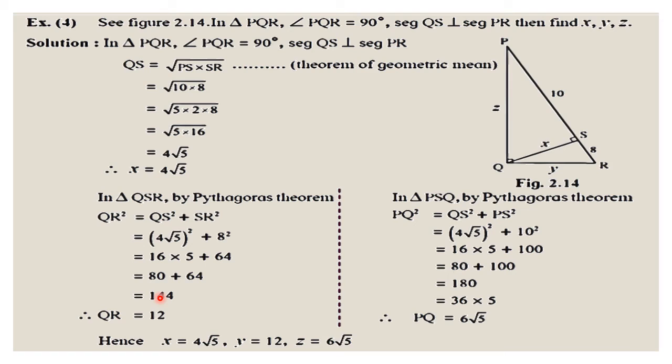Once you get that, consider the other triangle, that is the upper triangle PSQ. There also PSQ is 90 degree angle. So PQ is the hypotenuse. Hence by Pythagoras theorem, PQ square is same as QS square plus PS square. QS is 4 root 5. PS is 10. Substitute the values. 16 into 5 plus 100, 180. That is same as 36 into 5. Therefore PQ is 6 root 5. So X is 4 root 5. Y is 12. And Z is 6 root 5. Okay. Again a very simple example. So let's see the next example.